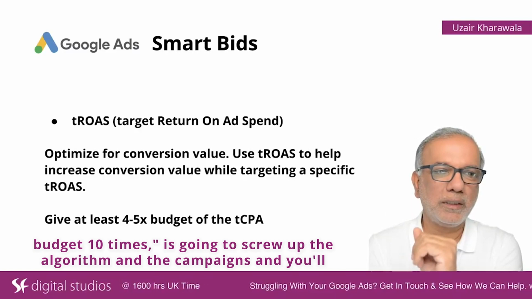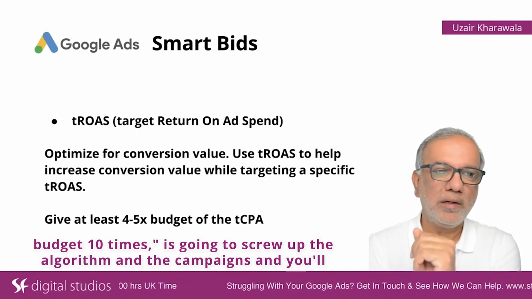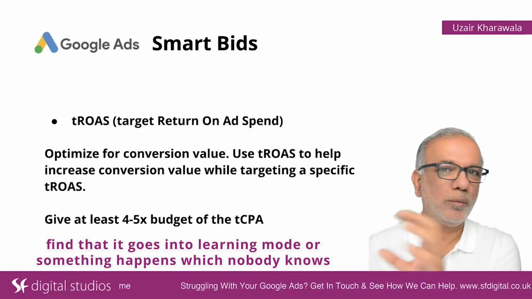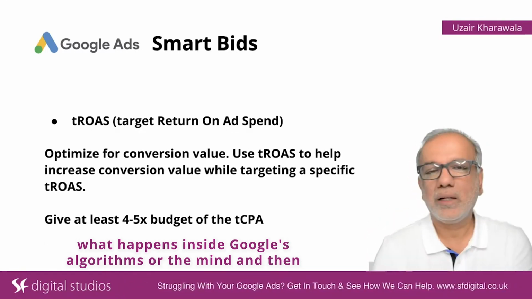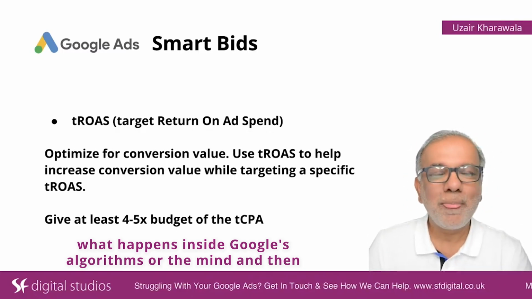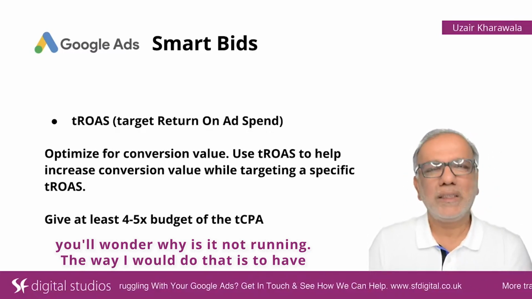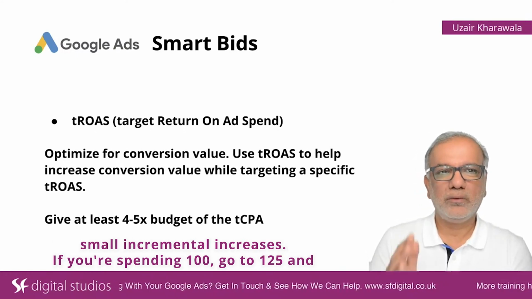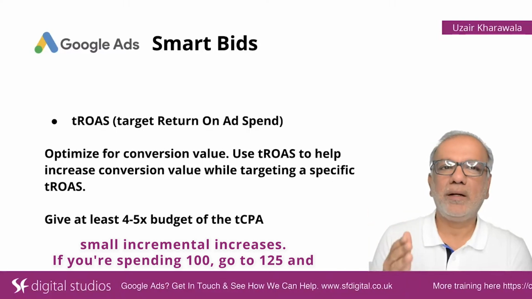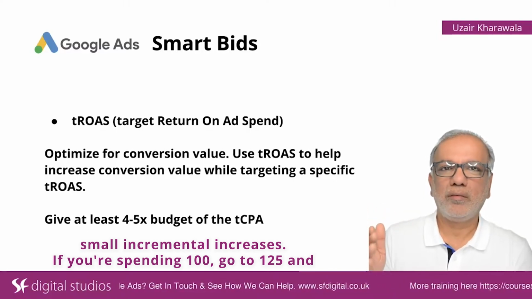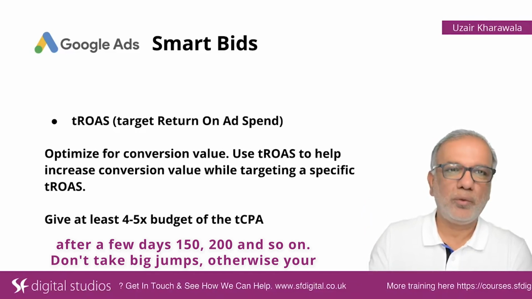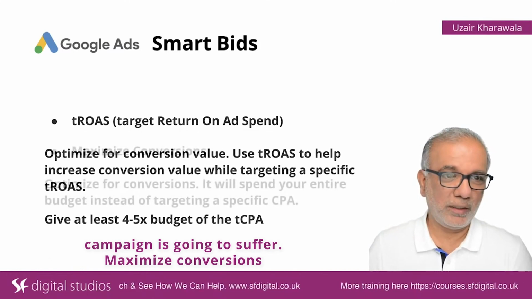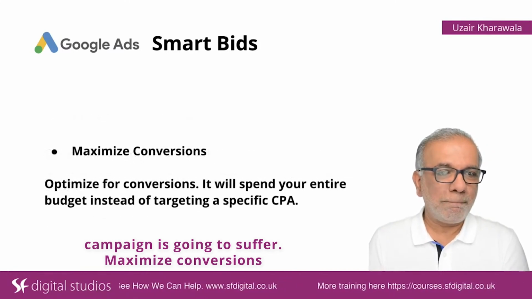That is going to screw up the algorithm and the campaigns, and you'll find that it goes into learning mode, or something happens which nobody knows what happens inside Google's algorithms or the mind, and then you'll wonder why it is not running. So the way I would do that is to have small incremental increases. If you're spending 100, go to 125, and after a few days 150, 200, and so on. Don't take big jumps, otherwise your campaign is going to suffer.